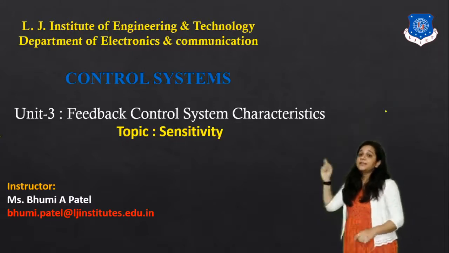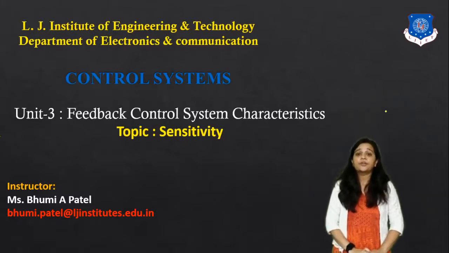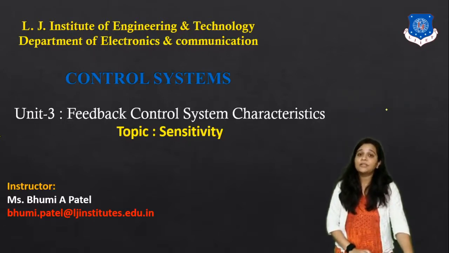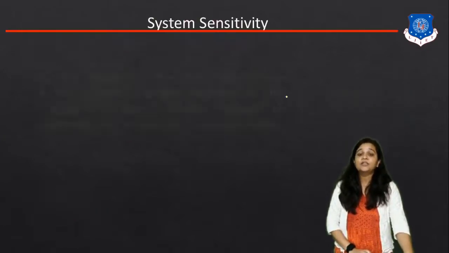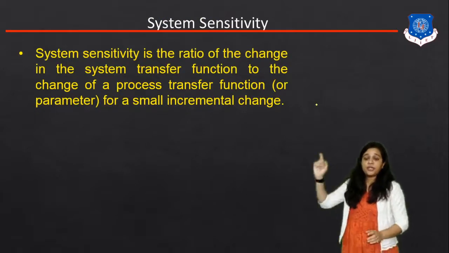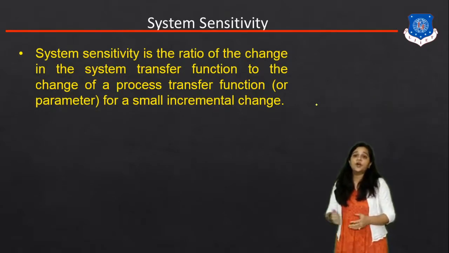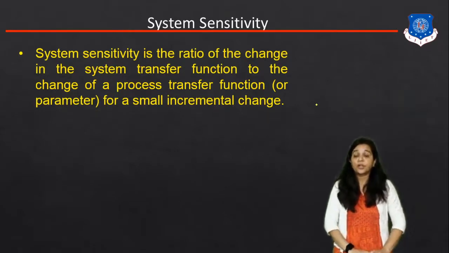Today our topic is sensitivity in Unit 3, the feedback control system characteristics. First of all, we need to know what system sensitivity is. System sensitivity is the ratio of the change in the system transfer function to the change of the process transfer function or the parameter for a small incremental change.